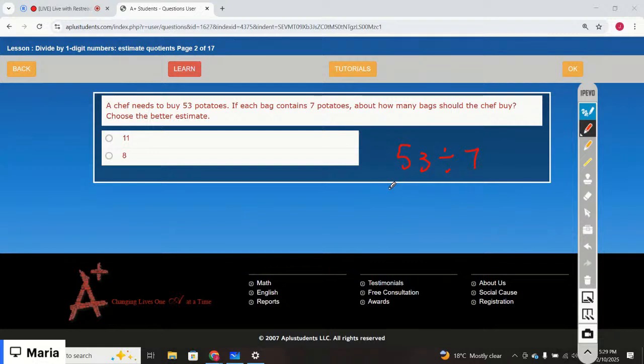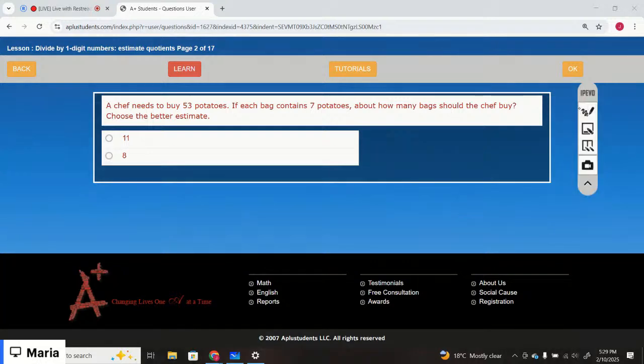7 times 8 is 56. So you need to round this number to 56. And the correct option is option number 2. Very good. That is 8.